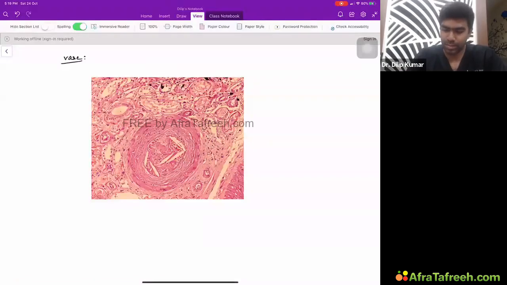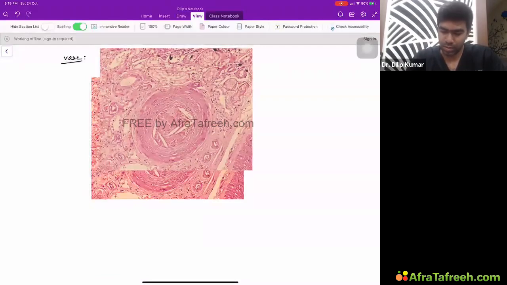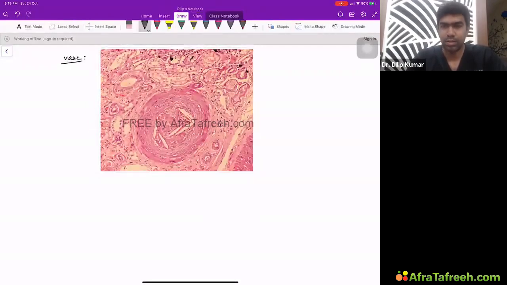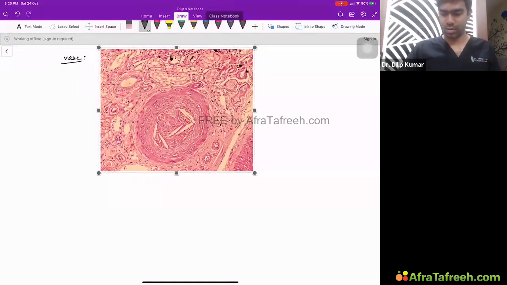So if we show you this image, what is your diagnosis? Straightforward. I'm showing an image like this. What do you think is the diagnosis? You don't see anything else. Just seeing this image, you can make a diagnosis. Kind of a spotter. What is the diagnosis here? Onion skinning, okay. What else?